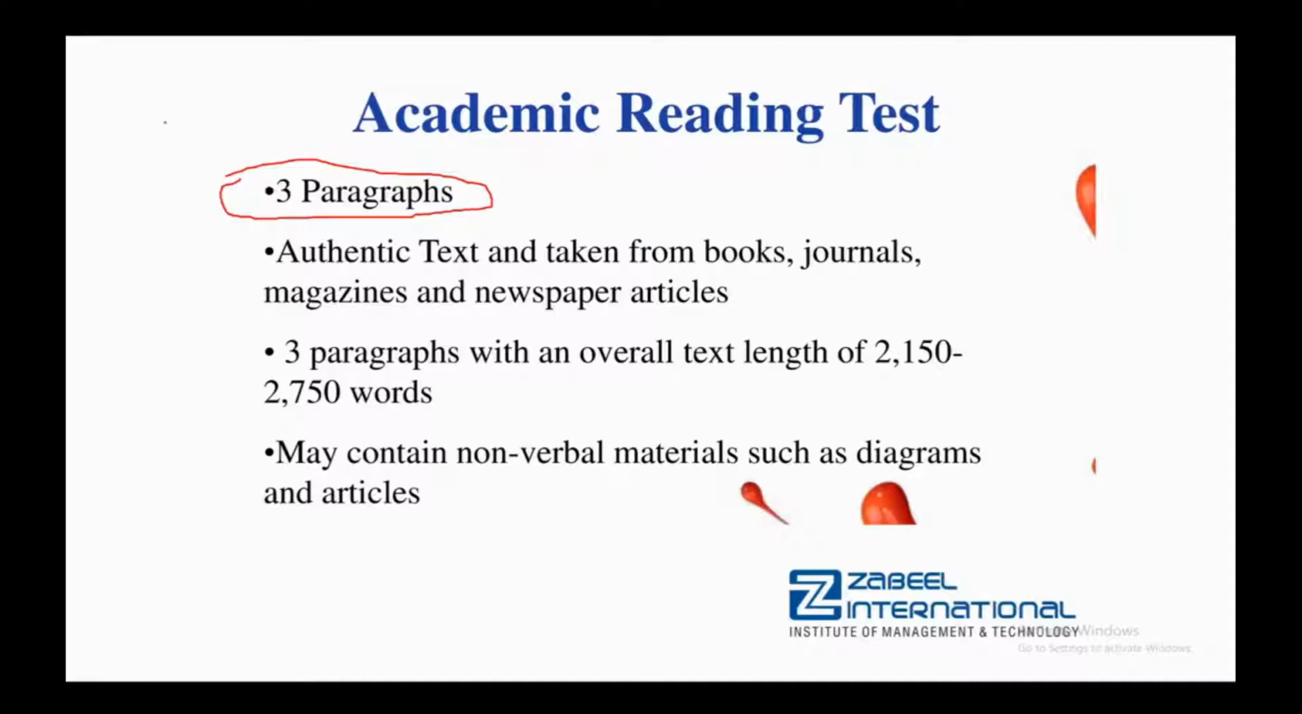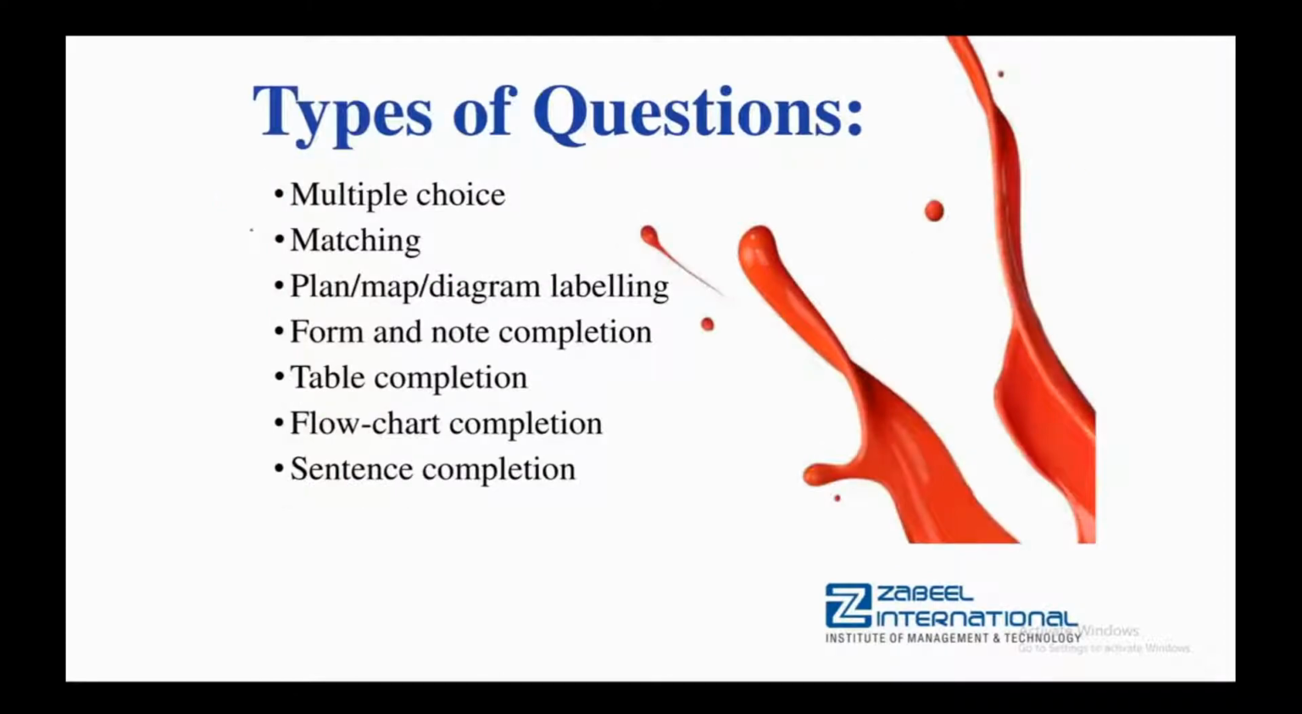And you will be given 1 hour of time, and you first read the paragraph and then you will be asked questions from that paragraph. So there will be 3 paragraphs, and each paragraph will contain 13 to 14 questions that you need to answer after reading the paragraph. So this is the structure of reading, and the time allowed for reading will be 1 hour.